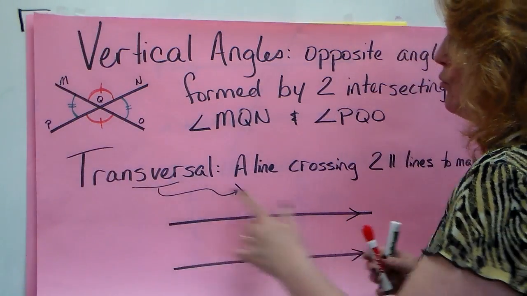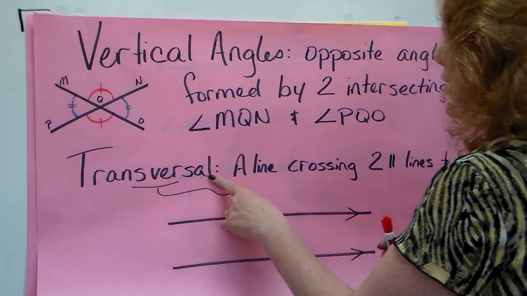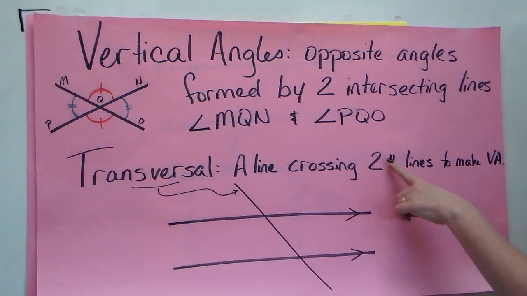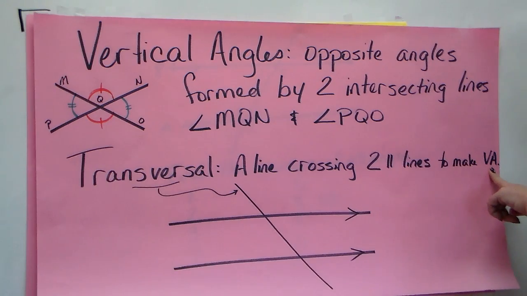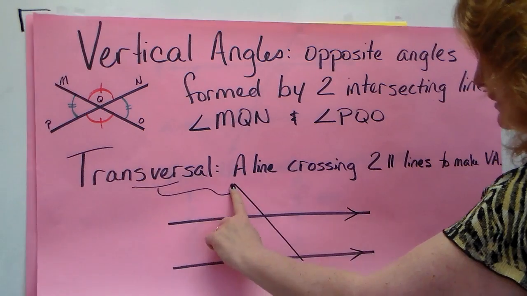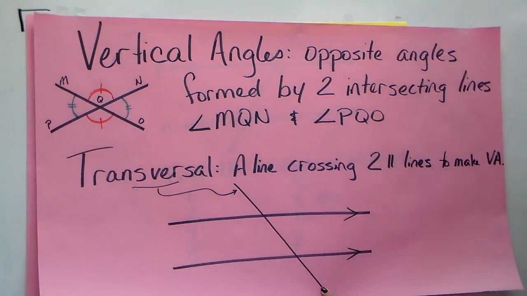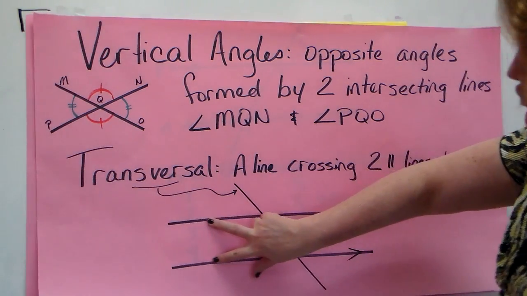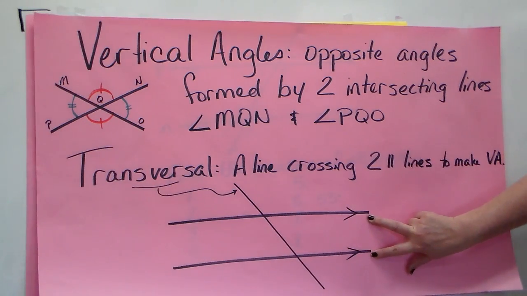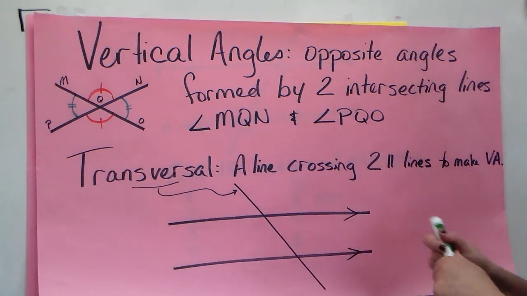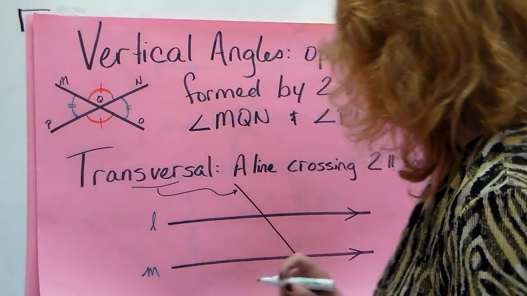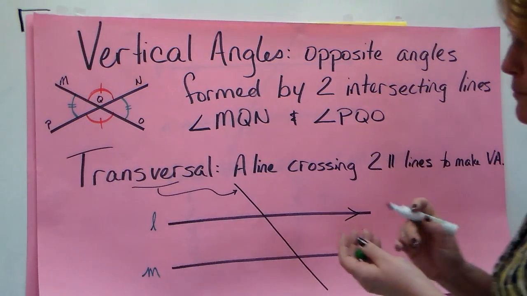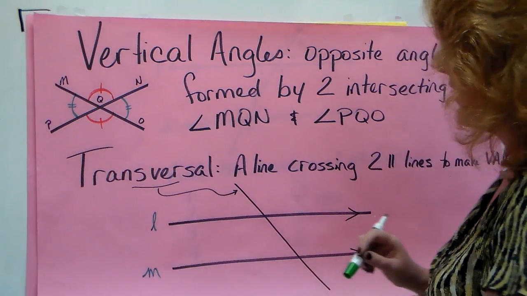Our next vocabulary word is transversal. A transversal is a line crossing two parallel lines to make vertical angles. So this line here is the transversal to these two parallel lines. Let's give these two lines a name. This line is line L and this line is line M. And line L and line M are parallel. I have to be told that ahead of time.